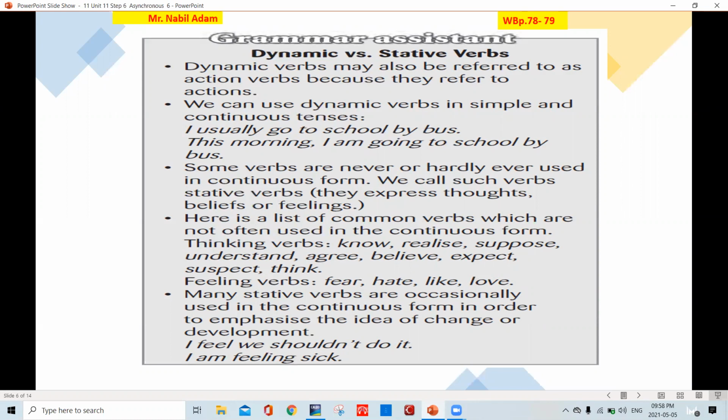Many stative verbs are occasionally used in the continuous form in order to emphasize the idea of a change or development.